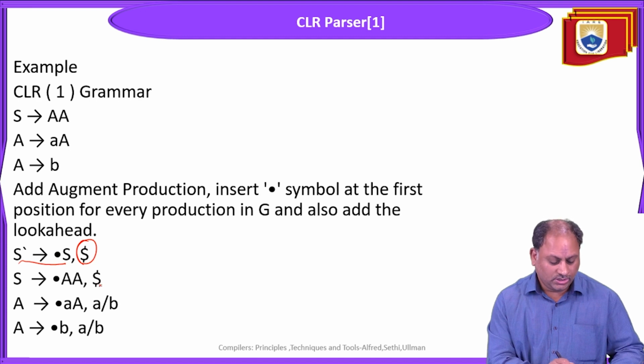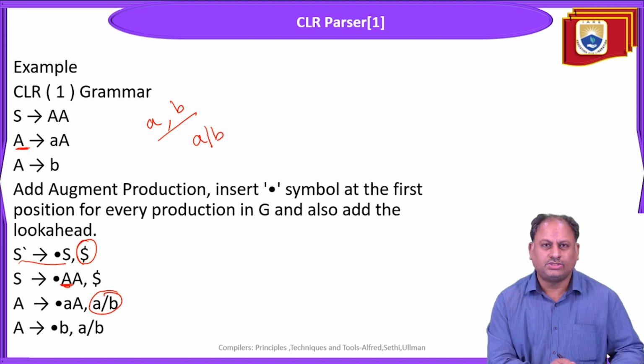Initially it is dollar, whereas first of A. In the given grammar, first of A is a comma b, so that is written as a or b, and that is to be included for each production. Why? Because here we have dot dollar, then dot A. What are the productions which contain A? Those are to be listed out. These two productions are A productions, and that's why we have written them.